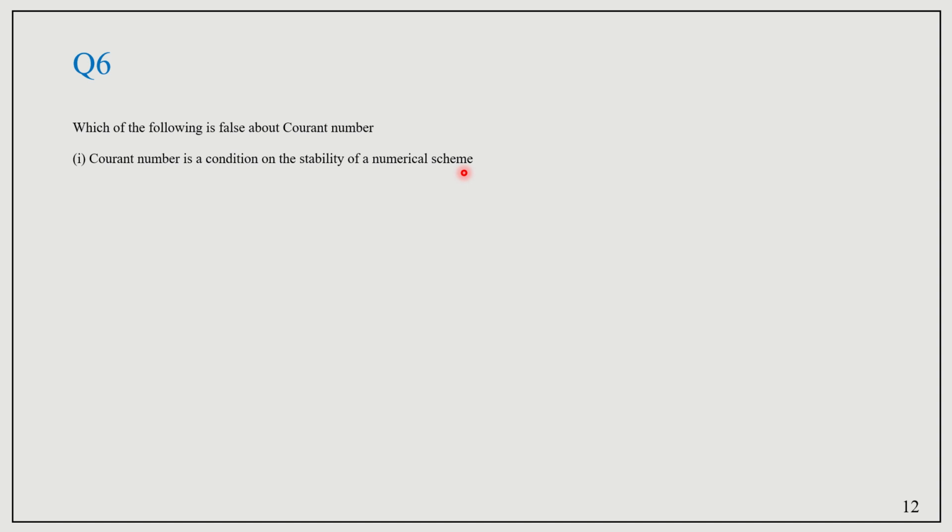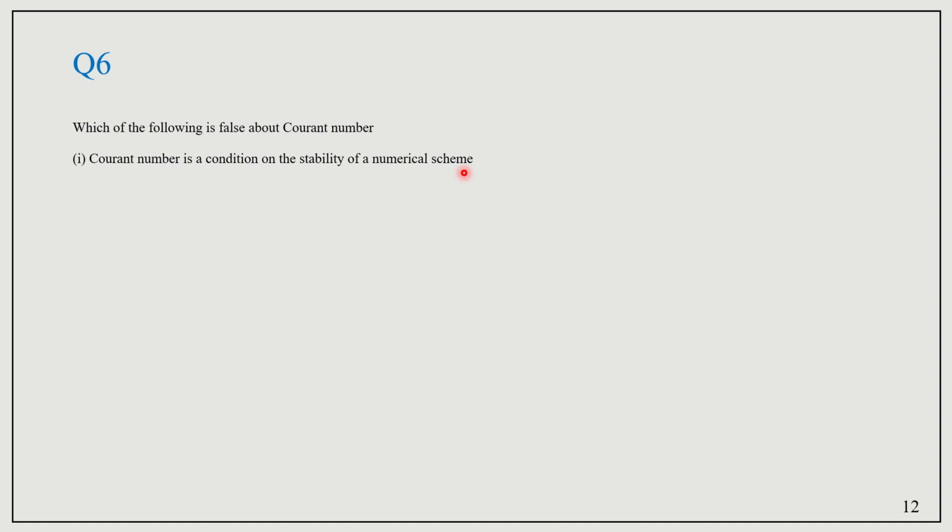Mostly we are almost fixing delta t and delta x. So what will vary? Velocity will vary. Velocity will keep on increasing and the system will become unstable. Velocity keeps on increasing everywhere and we cannot get the solution to that system. So Courant number is a condition on the stability of a numerical scheme. So when we are specifying Courant number, we are imposing that it should be less than some critical value, and that value lets us know at which speed the information is being transferred across the grids.